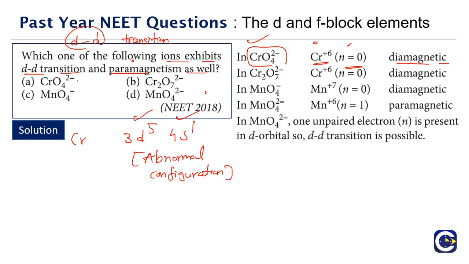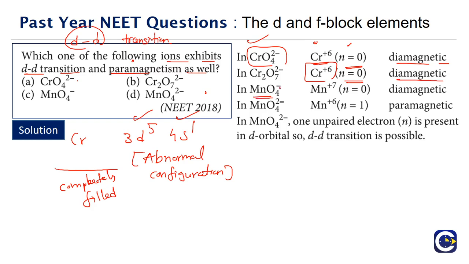Similarly, in Cr2O7 2-, what is the oxidation state of chromium? Plus 6. Means all the 3d electrons are removed and the 4s electron is removed. The number of unpaired electrons is what? 0. The inner orbitals are already completely filled, so there will be no unpaired electrons in that. Means this is also diamagnetic.